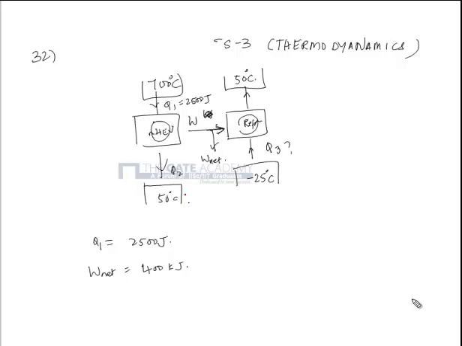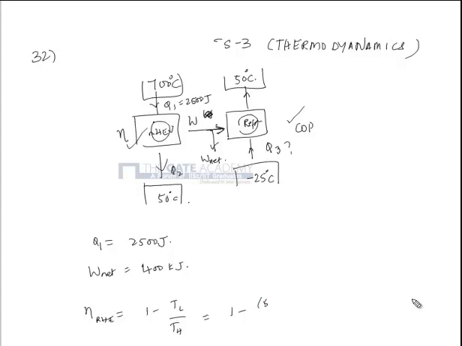Both are reversible: you have the reversible heat engine and the reversible refrigerator. The meaning of reversible is that the performance parameters, like the efficiency for the heat engine and the COP for the refrigerator, are all related in terms of temperature. So let's first find the efficiency of the reversible heat engine, which is 1 minus the lower temperature by the higher temperature, in Kelvin.